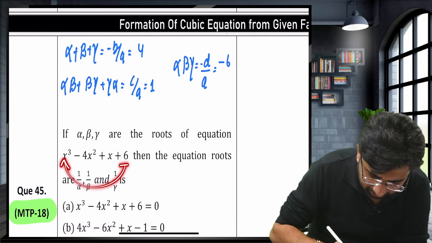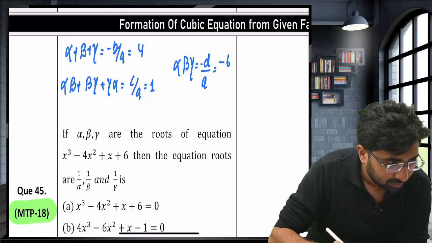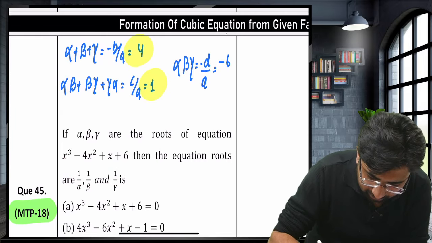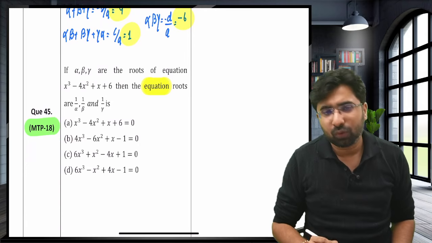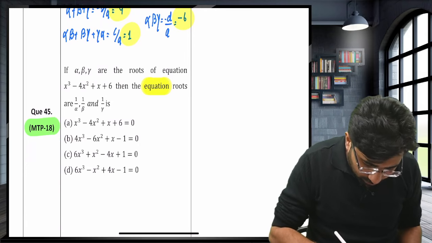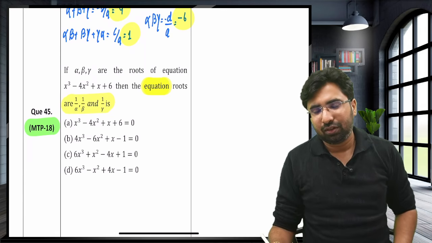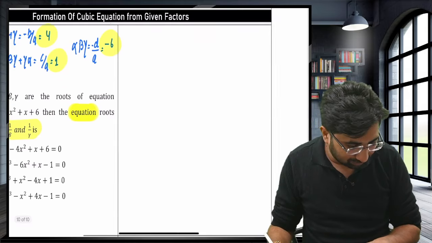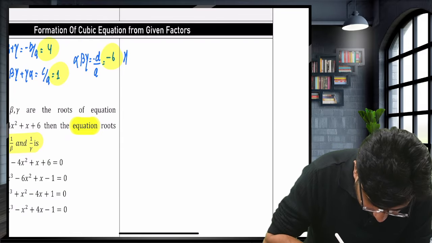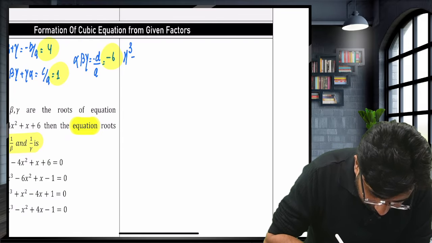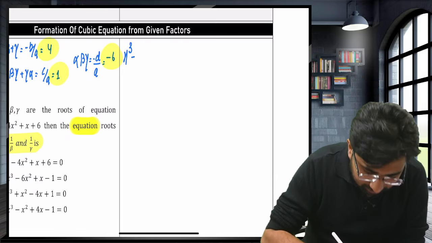Minus 6 by a. Now you have this. Now what they're asking is: find the equation whose roots are these. Toughest question. Aman sir, how to form the cubic equation? x cube minus sum of the roots.